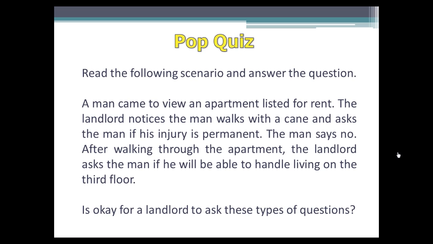All right, here's the first quiz question. A man came to view an apartment listed for rent. The landlord notices the man walks with a cane and asks the man if his injury is permanent. The man says no. After walking through the apartment, the landlord asks the man if he will be able to handle living on the third floor. What do you think? Is it okay for a landlord to ask these types of questions?